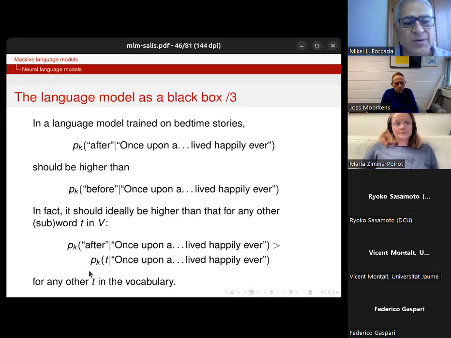So ideally, what you want is that the probability predicted for "after" is higher than the probability for any other word T in the vocabulary. So you want to train them to produce the highest possible probability for the word you actually observe in the corpus. And by doing that, the language model learns to do very intricate manipulations of the semantics of words.